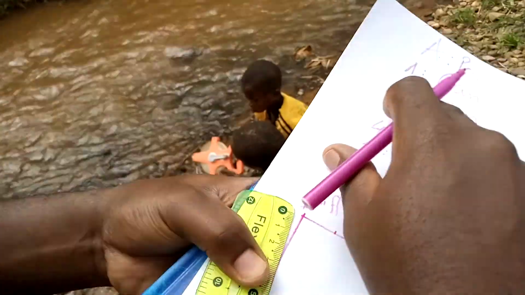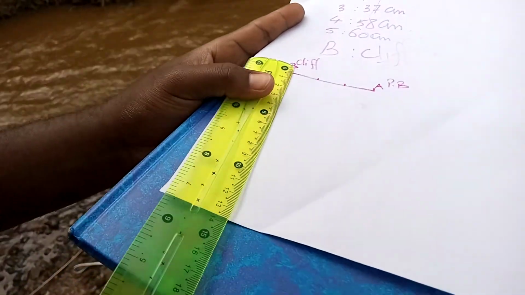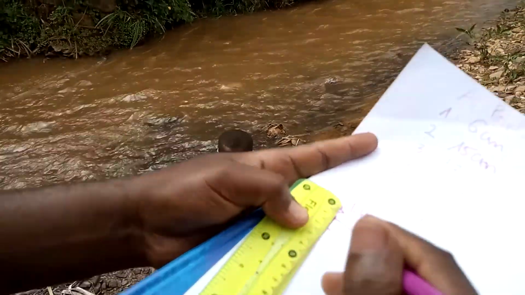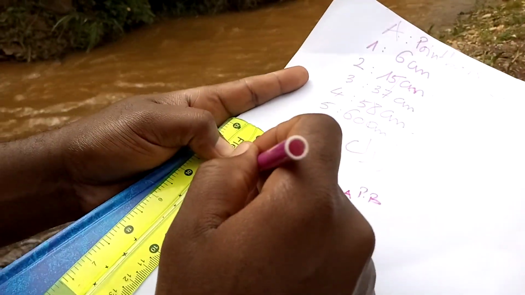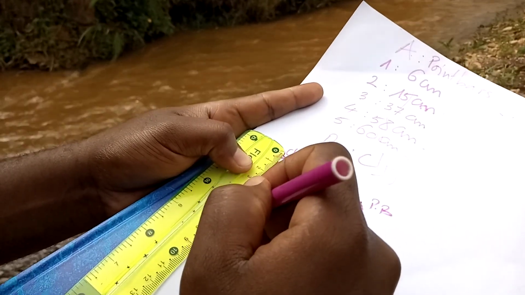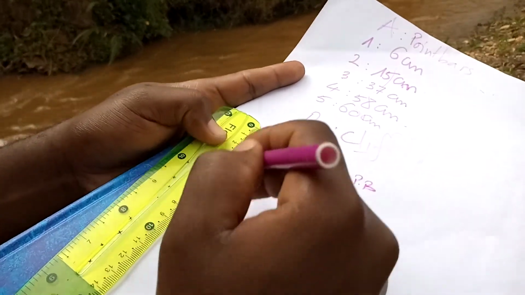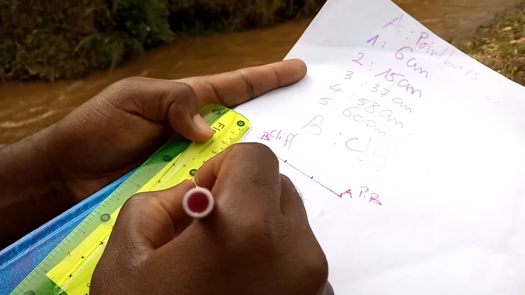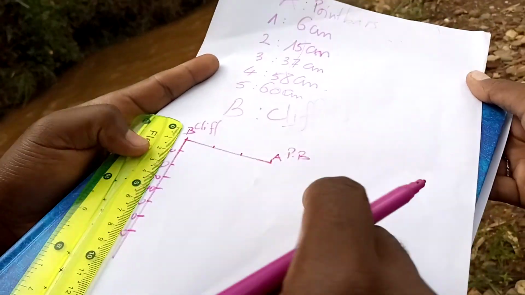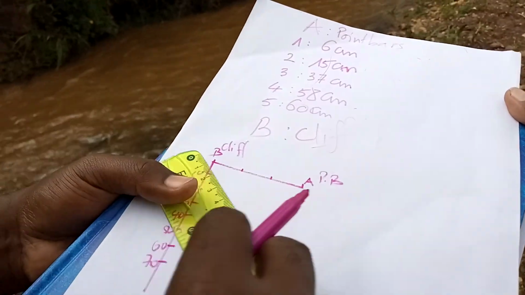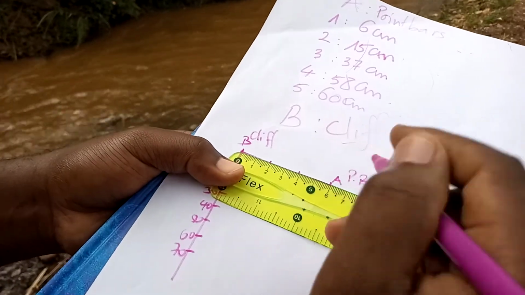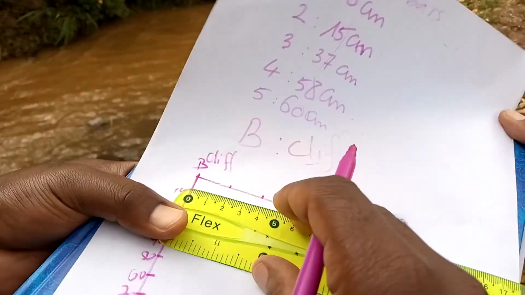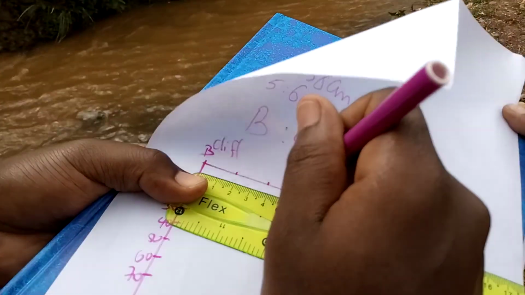The wind is disturbing me. 1, 2, 3, 4, 5, 6, 7. This is 10, 20, 30, 40, 50, 60, 70. So the first 50 centimeters from A, it was 6. So if you plot 6 here to A, we can put a dot here.